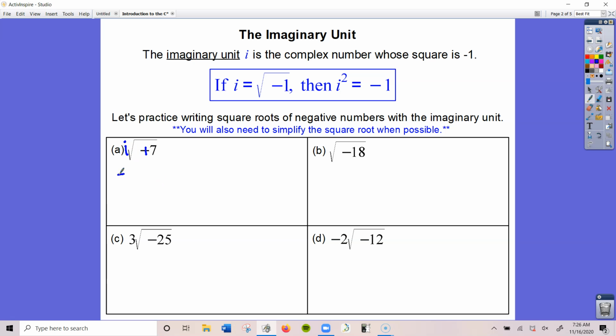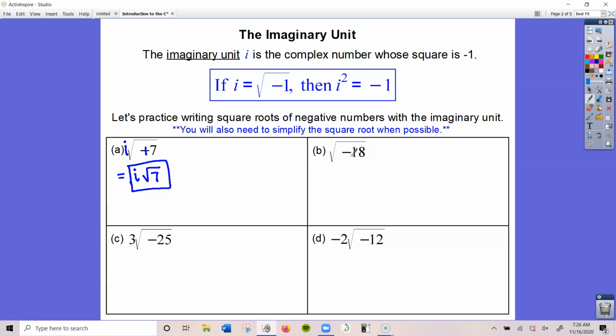So for this number, this is equivalent to i square root of 7. And if I could simplify the square root of 7, I would, but there are no two numbers that multiply to give you 7 that are identical. So this would be my answer here, the most simplified version of the square root of -7.